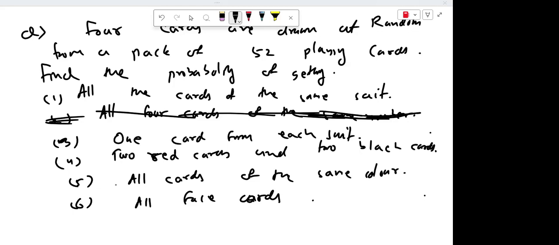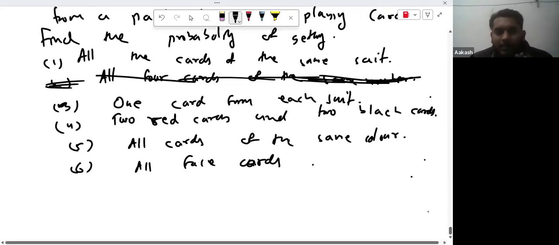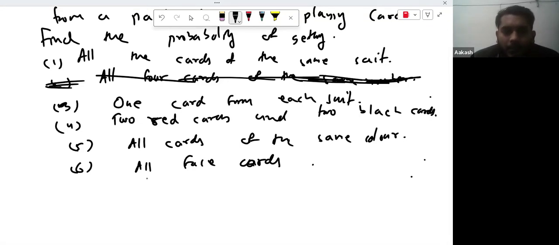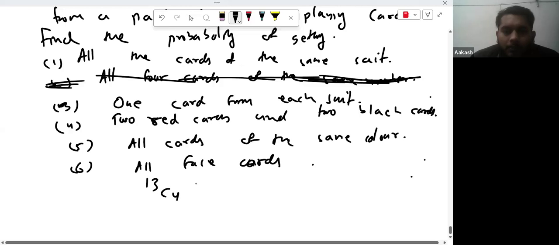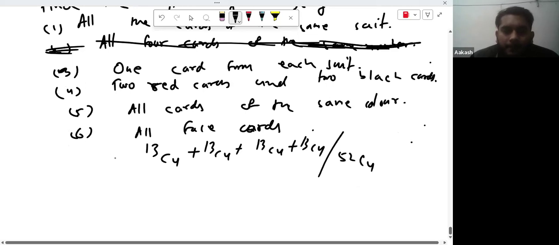Done, sir. Okay, all the answers? Yes, sir, except the second one. Okay, let's see. We have four cards and four cards are drawn. All the cards of the same suit. That means it can be either from the clubs, diamonds, hearts, or spades, right? Yes, sir. So 13C4 plus 13C4 plus 13C4 plus 13C4 divided by 52C4.